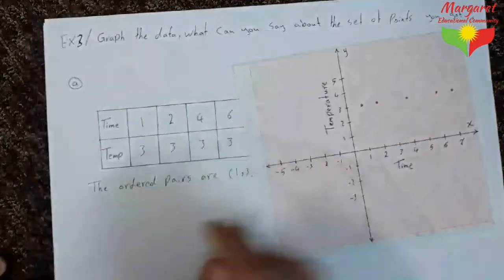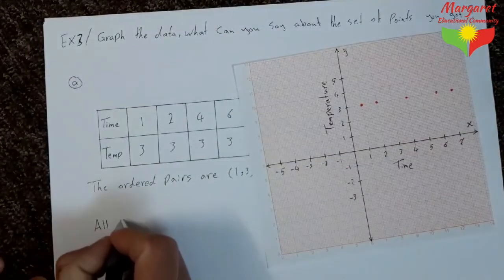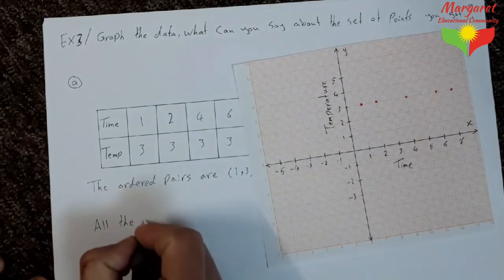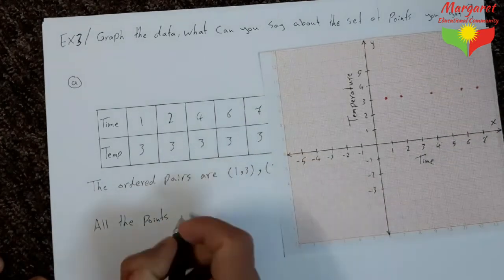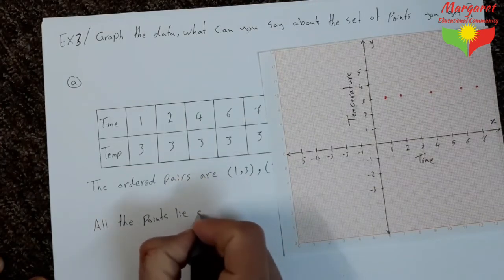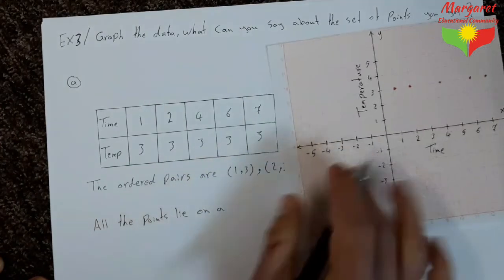So all the points lie on a horizontal line.